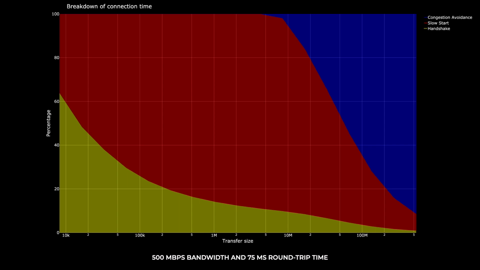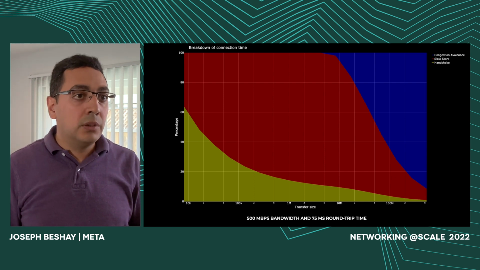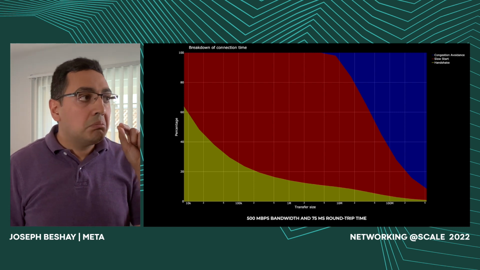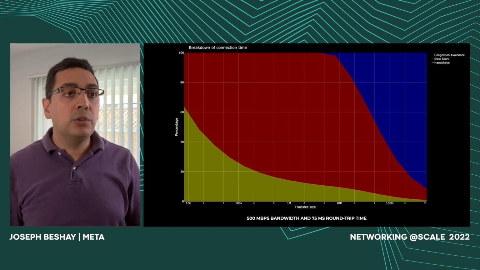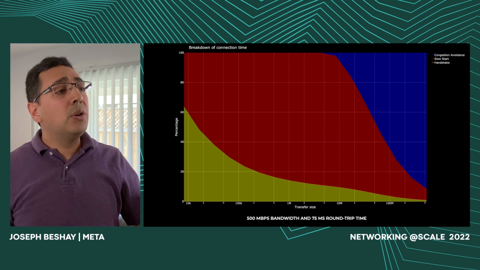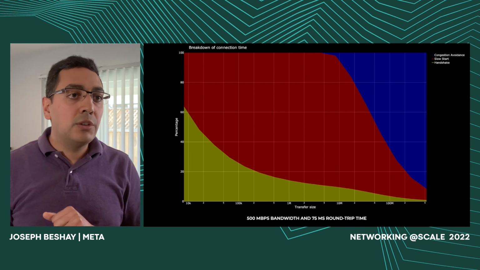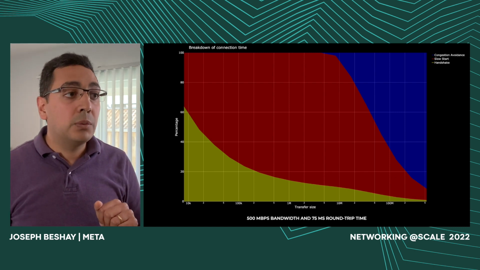The yellow part is the handshake time, the red part is the slow start, and blue is the congestion avoidance. Until congestion avoidance, until the blue part, we're really not using all the available bandwidth for any of these connections. If, for example, you take the 10 kilobyte transfer, a connection that transfers 10 kilobytes over this link spends 60% of its time in the handshake, and 40% of the time in slow start, and never gets to use all the available bandwidth. Even if you go all the way to 1 megabyte, you're spending roughly 17% of the time in the handshake and 83% of the time in slow start, and again, never fully utilizing the bandwidth.